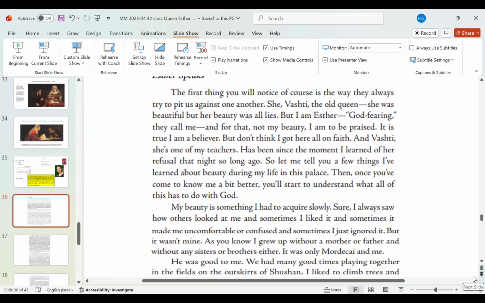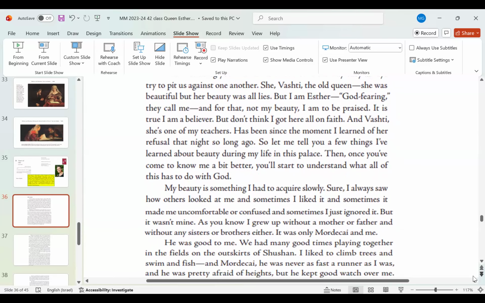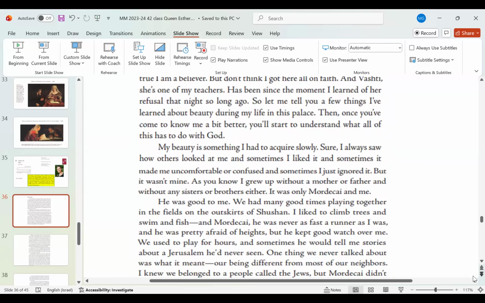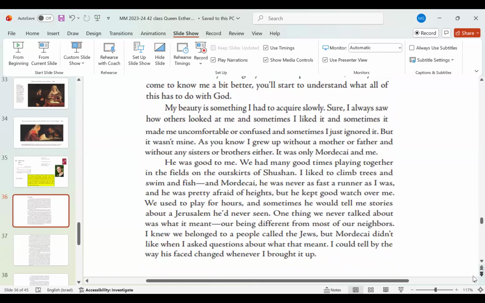Then, once you come to know me a bit better, you'll start to understand what all of this has to do with God. My beauty is something I had to acquire slowly. Sure, I always saw how others looked at me, and sometimes I liked it, and sometimes it made me uncomfortable or confused, and sometimes I just ignored it.